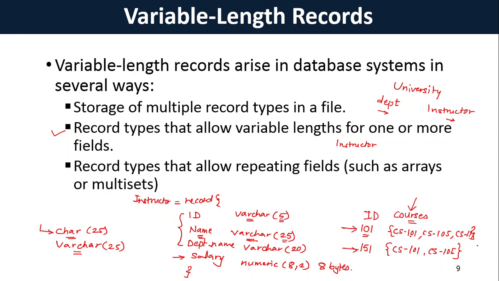So depending on the number of values we are storing, the size may alter. So this is one more reason why we are having variable length records. So once again, I'll be summarizing.